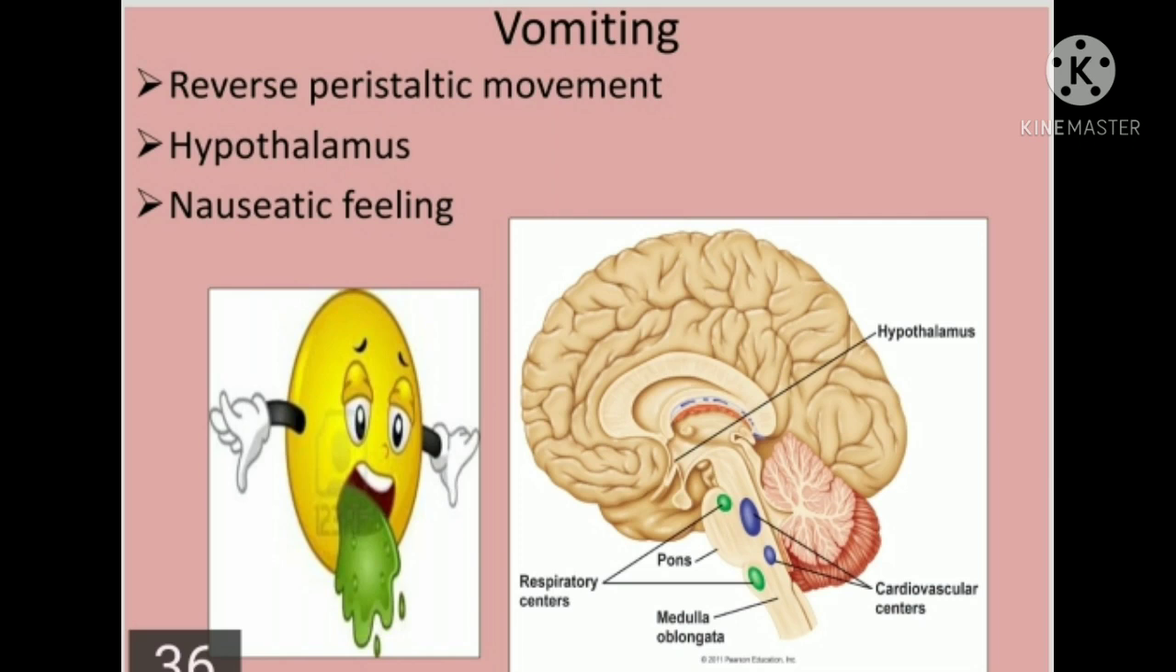Then the hypothalamus is also related to vomiting. The hypothalamus is one of the parts of the brain. Then the nauseating feeling, it gives a nauseating feeling. So all these are the symptoms. And what is actually vomiting? It says about that. Coming to our last slide and our last topic of our chapter, that is diarrhea.